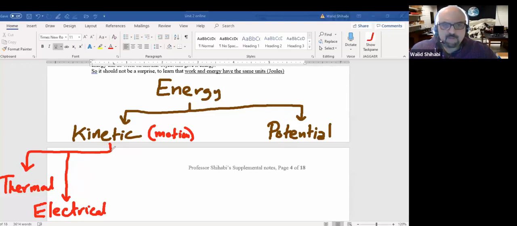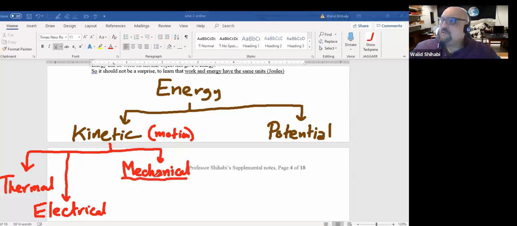Then we have mechanical kinetic energy, which is due to the motion of big objects. Mechanical kinetic energy represents translational motion from one position to another, like the movement of a car, the movement of an object that is falling, the movement of wheels, and so on. So mechanical energy has to do with actual motion. And we'll focus here more on mechanical kinetic energy among the three types of kinetic energy.